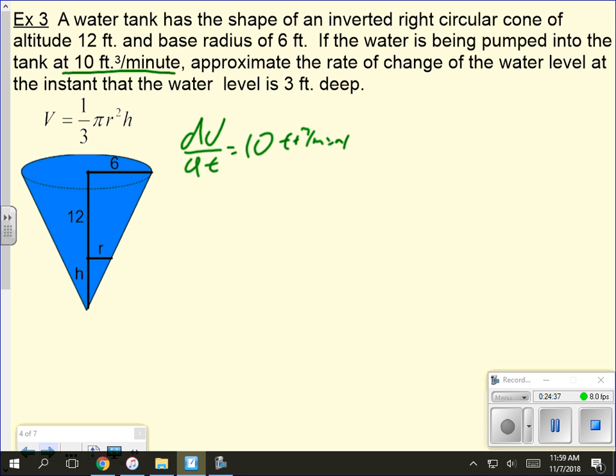What am I being asked? Approximate the rate of change of the water level at the instant the water is changing. Water level would be what? It would be dH/dt. That's what it's asking me. H is how deep it is. It's asking me for dH/dt. That's what I'm trying to find, when H is 3. At the time H is 3, what is dH/dt? So when it's 3 feet deep, how fast is it rising at that particular moment?